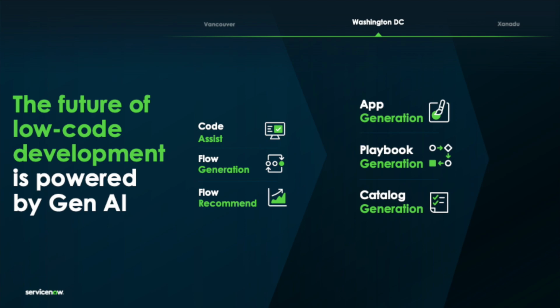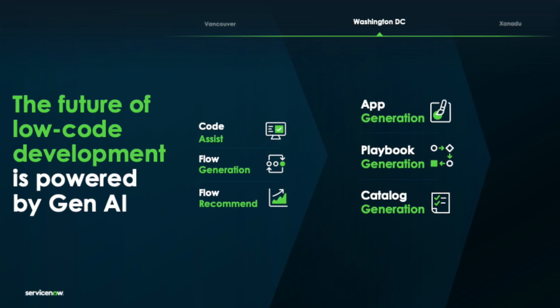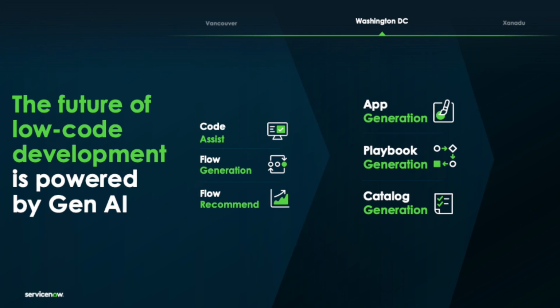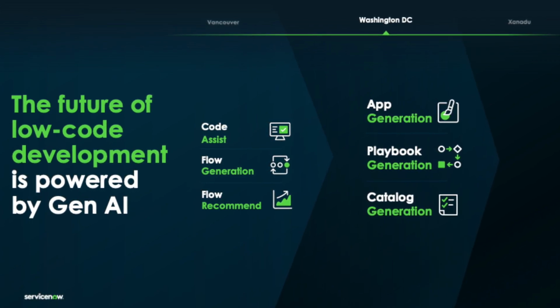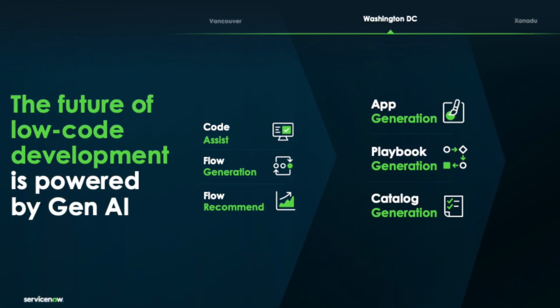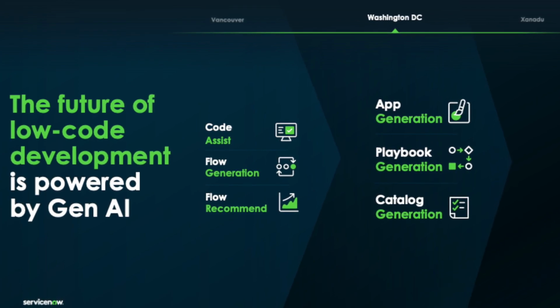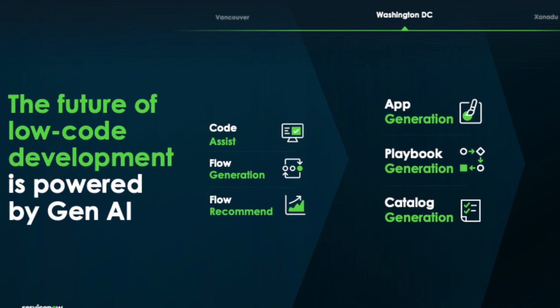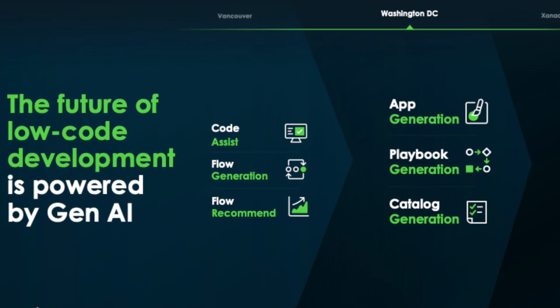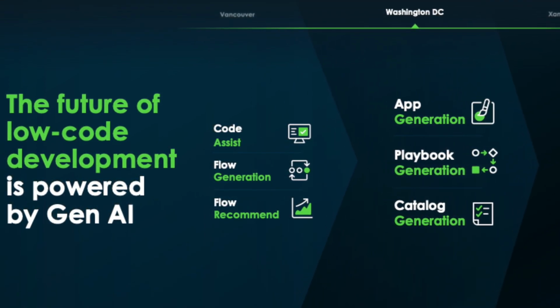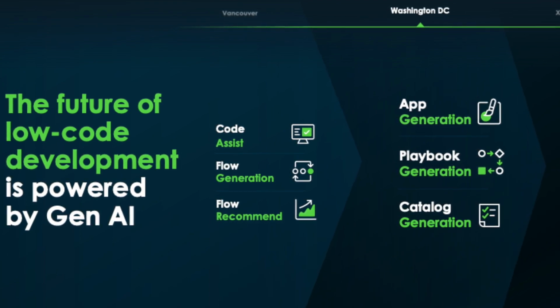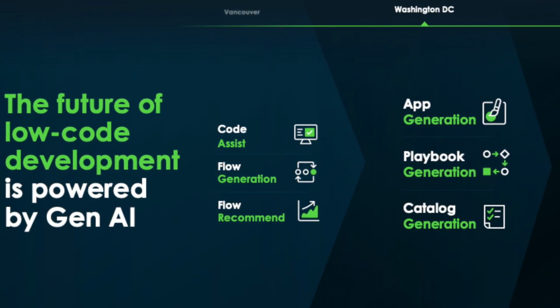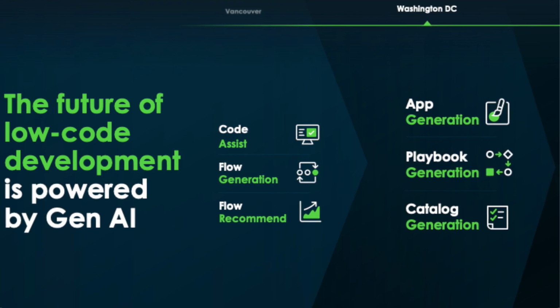Hello and welcome to this session where we will demonstrate the latest ServiceNow Gen AI tools designed to accelerate your development process. While Code Assist and Flow Generation were introduced already in the Vancouver release, we are very excited to showcase the 3 new features from our latest Washington, D.C. release. I'm speaking about Catalog Generation, Playbook Generation, and App Generation.